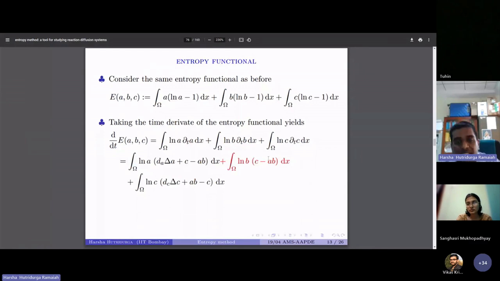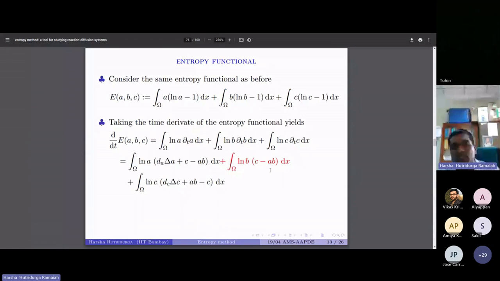So you substitute for the time derivative of A, the time derivative of B, and the time derivative of C. I put something in red here. This is the only change with respect to the Desvillettes and Fellner paper, because we don't have diffusion in B anymore. So there is no Laplacian in B. So we have only the reaction term. So you get natural log of B times C minus AB, which this term was also present in the earlier non-degenerate case.